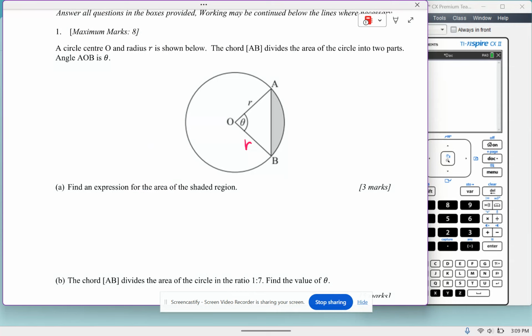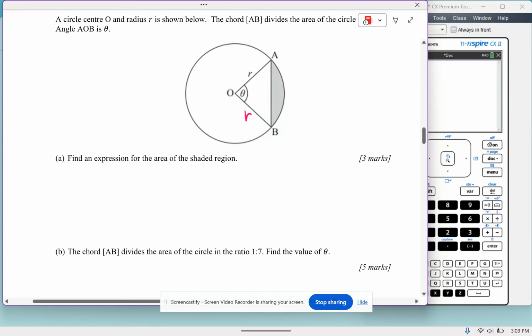So the area of the shaded region is going to be... who made some good composite figures set up here? What did you do? I did it wrong. I did too many parts. I started with a full circle, and then I think you have to do minus. Yeah, sector minus the triangle. Yeah, sounds good.